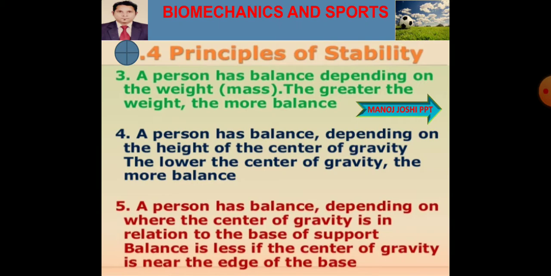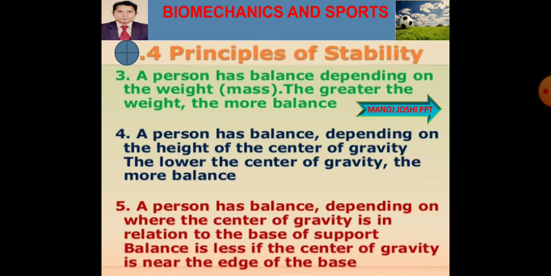A person has balance depending on the height of the center of gravity: the lower the center of gravity, the more balance. So for height, we have to find the center of gravity for balance. A person has balance depending on where the center of gravity is in relation to the base of support. Balance is less if the center of gravity is near the edge of the base. These are the principles of balancing.